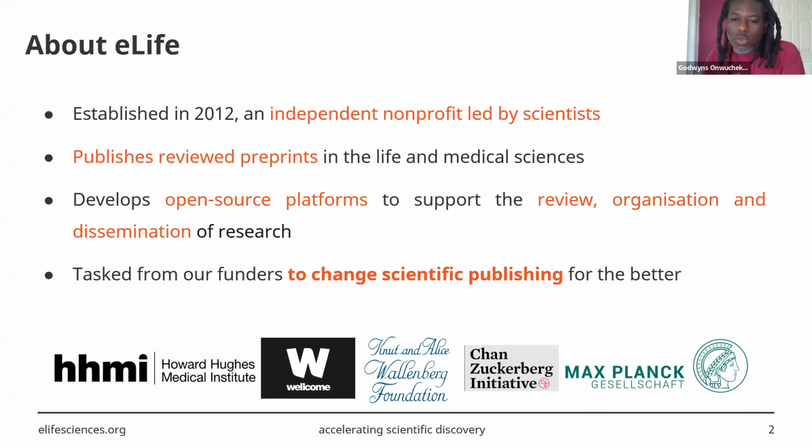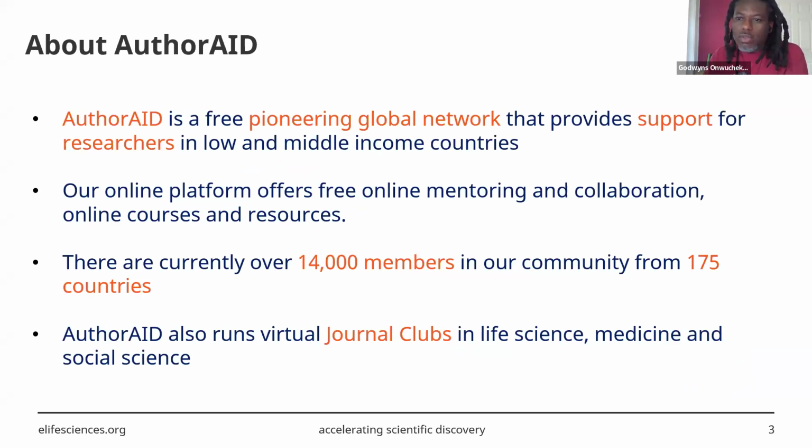Their plan was to set up a journal that challenges the norm and improves scientific communication. We also develop open source platforms to support reviews and organization and dissemination of research. And the vision is to improve the wider research culture and make sure that scholarly communication is inclusive, is diverse, and that the voice of scientists from across the world is heard on an equal basis. So I'll pass over to Kojo now to do the other introductions.